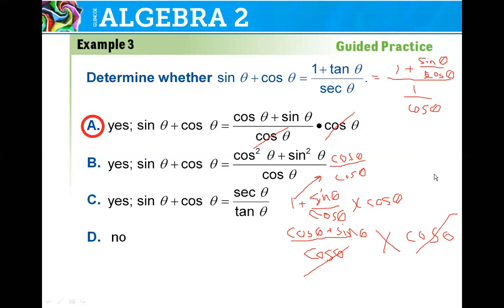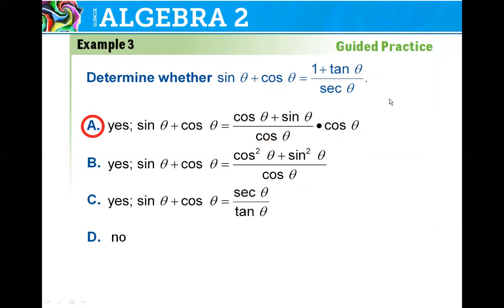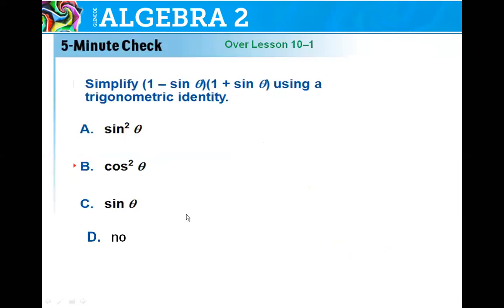Okay, let's complete another example. Simplify 1 minus sine squared theta times 1 plus sine theta, 1 minus sine theta, using the trig identities.